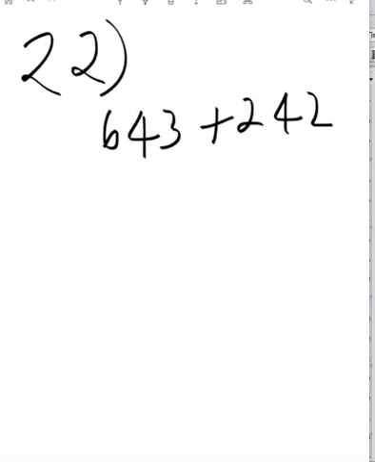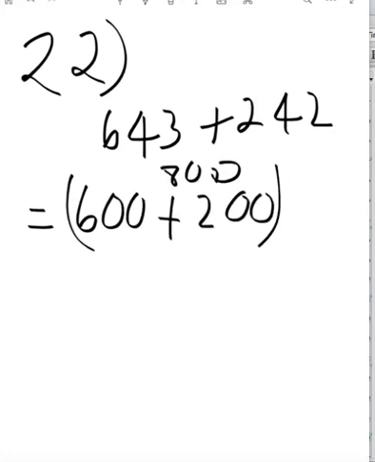Now, with 22, it asks us to use a mental strategy to work this question out. So mentally, this is what I'm thinking. I would do my hundreds first. So I will have 600 plus 200 in the hundreds column and do that first. So 600 plus 200 leaves me with 800. So I've got 800 sitting there.